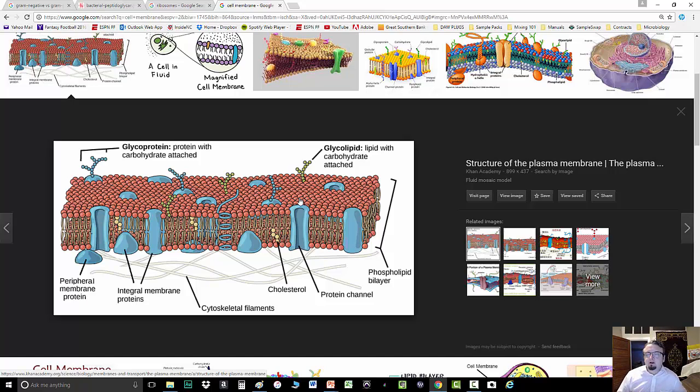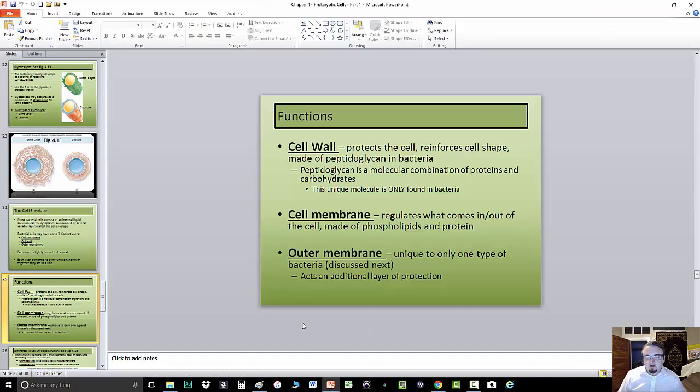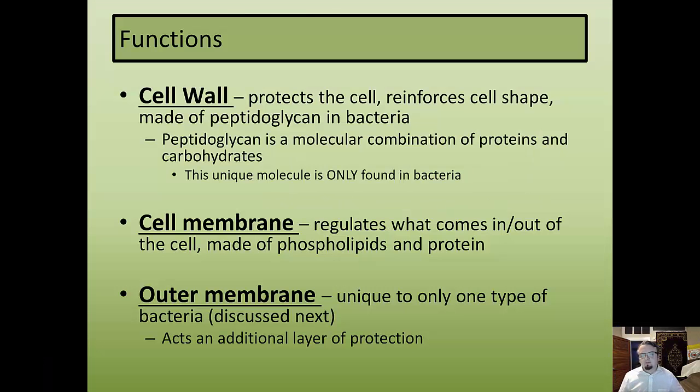Now, this is how all cells are. Let me just state this here. All cells have a cell membrane. This is a fundamental part of all living things. It's one of the key requirements that a living thing has to have in order to be considered a living thing.